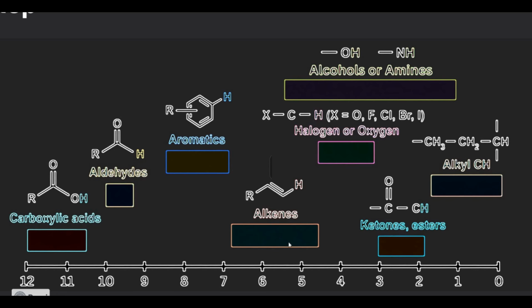Now look at the alkenes, which come from 5 to 7 ppm. For aromatic compounds, the signals come from 6.5 ppm to 8.5 ppm. Aldehyde protons give characteristic signals between 9 to 10 ppm, and similarly carboxylic acid signals will come from 11 to 12 ppm, always beyond 10 ppm. Okay, if you remember these values, then you can easily figure out the presence of the functional group in your molecule.